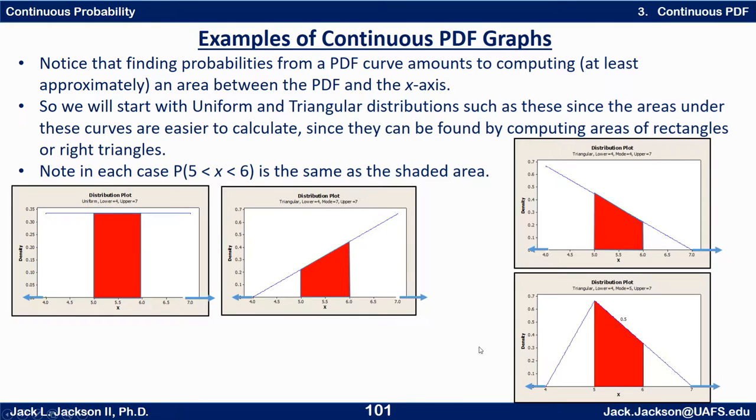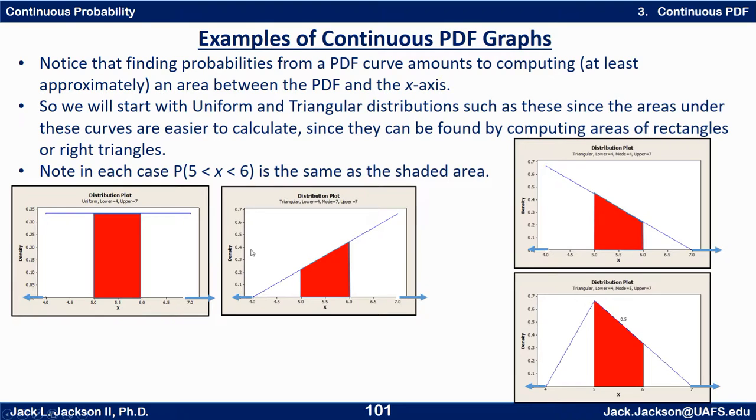So once again, notice that finding probabilities from a PDF curve amounts to computing, or at least maybe approximately computing, an area between the PDF and the x-axis. In our next video, we're going to start working with some distributions that are easy to find areas of. We're going to start with uniform distributions. Uniform distributions look like this one here. The probability between 5 and 6 is this shaded area. It's just a rectangle, so that's pretty easy to find the area of. So we're going to start with things like that.